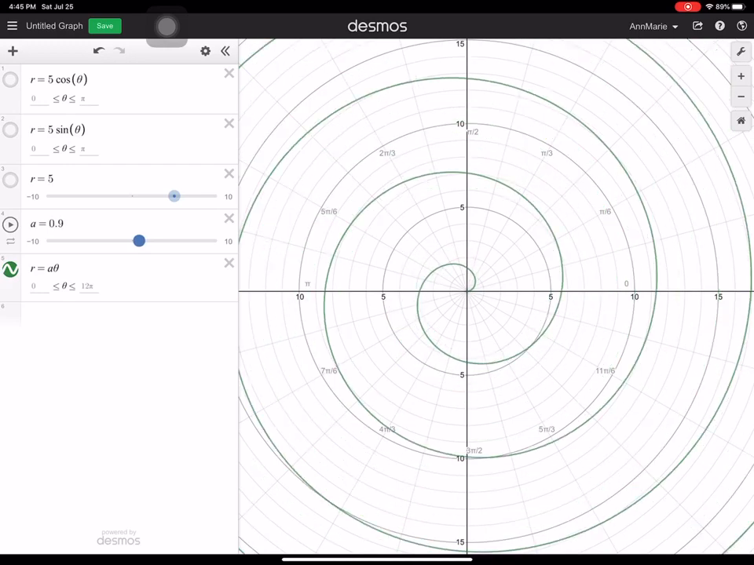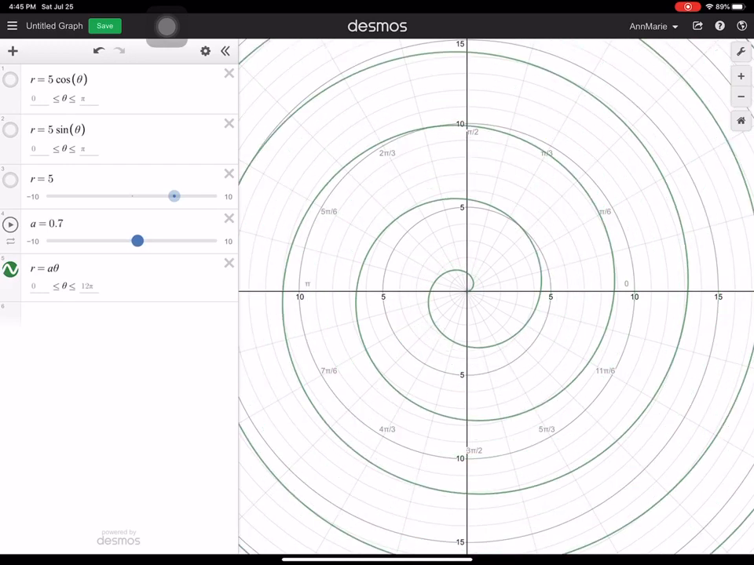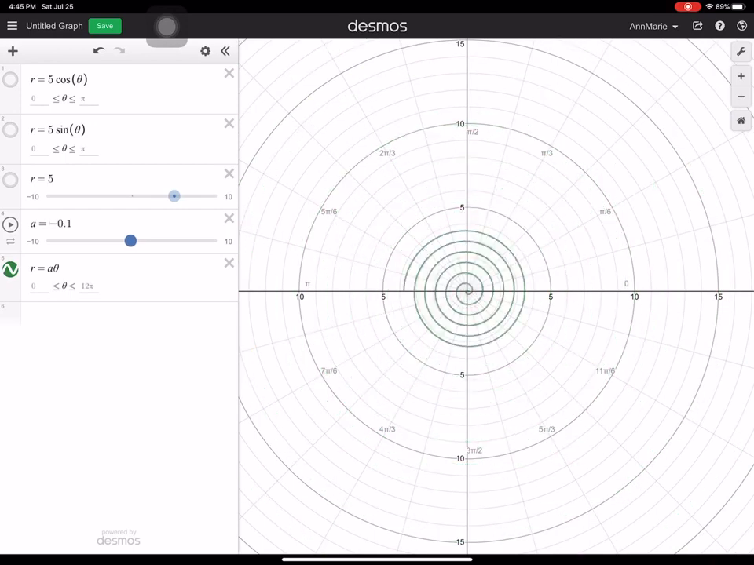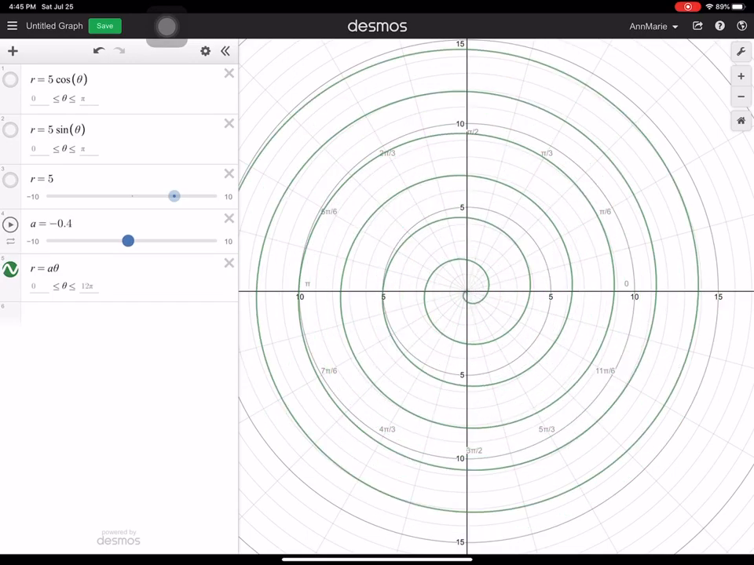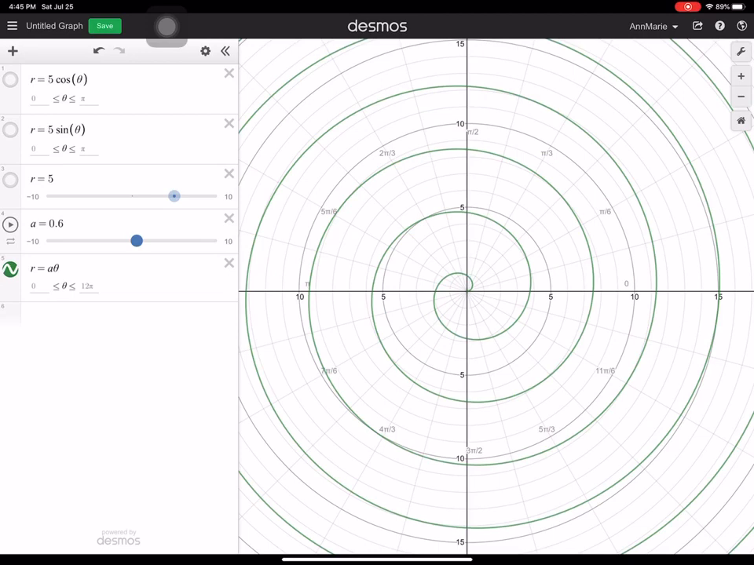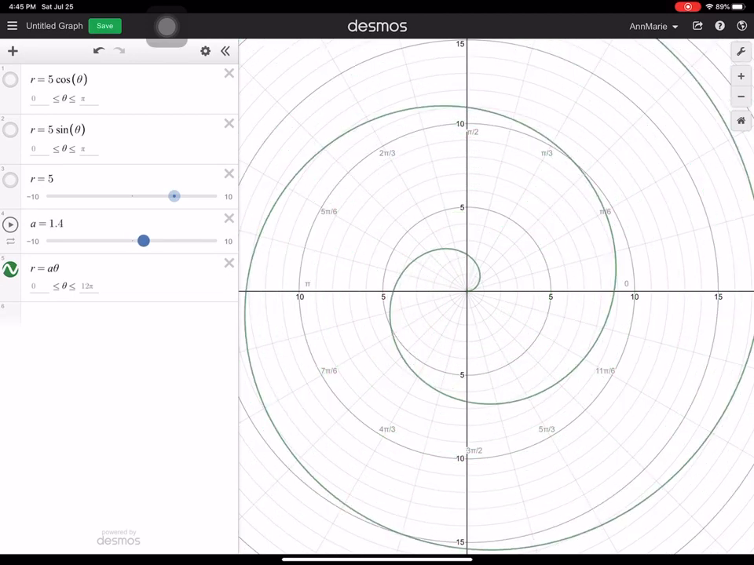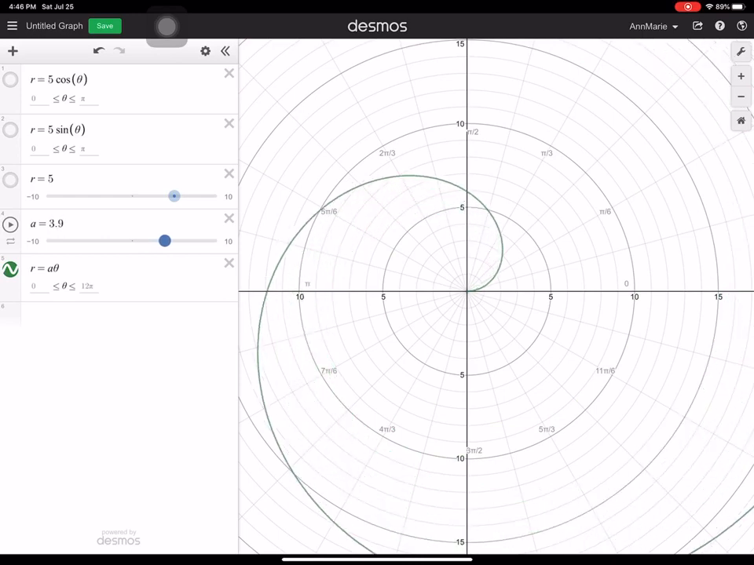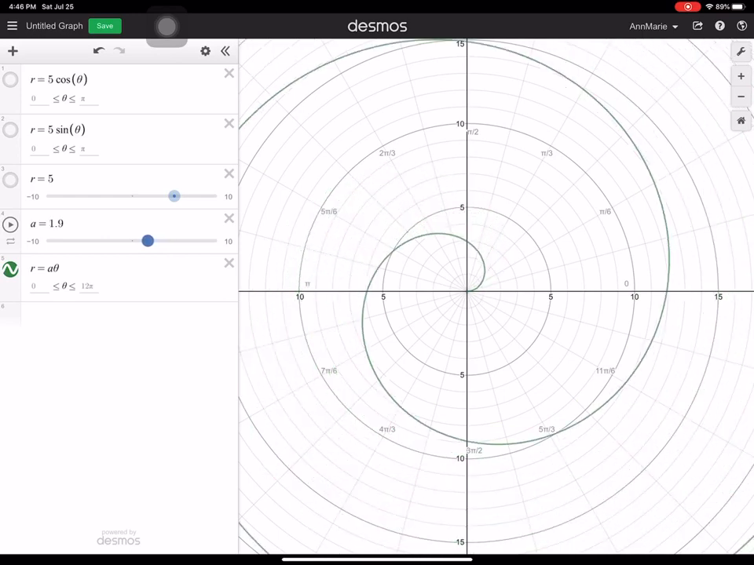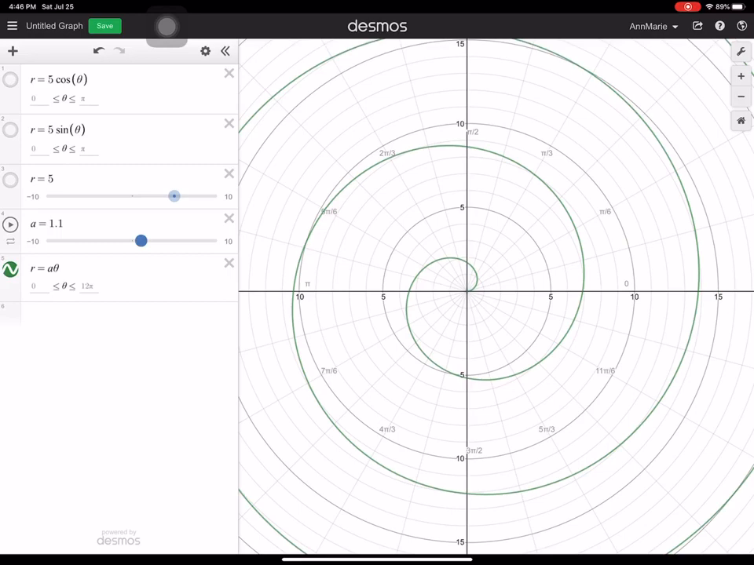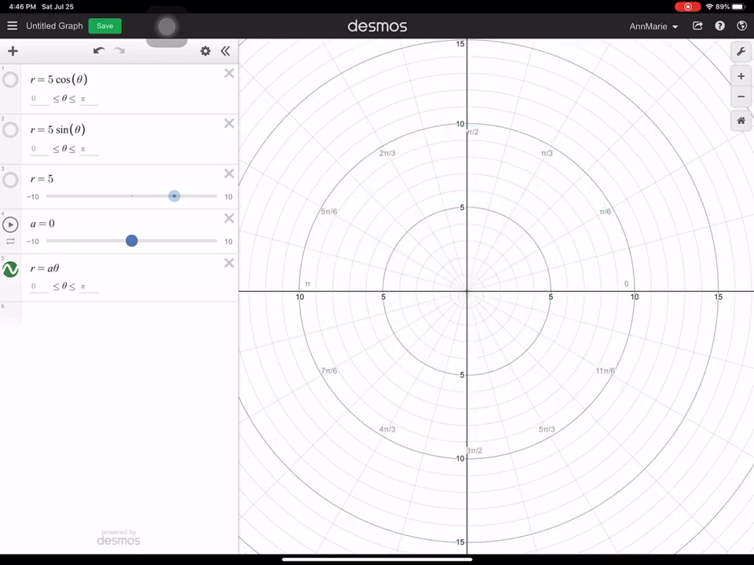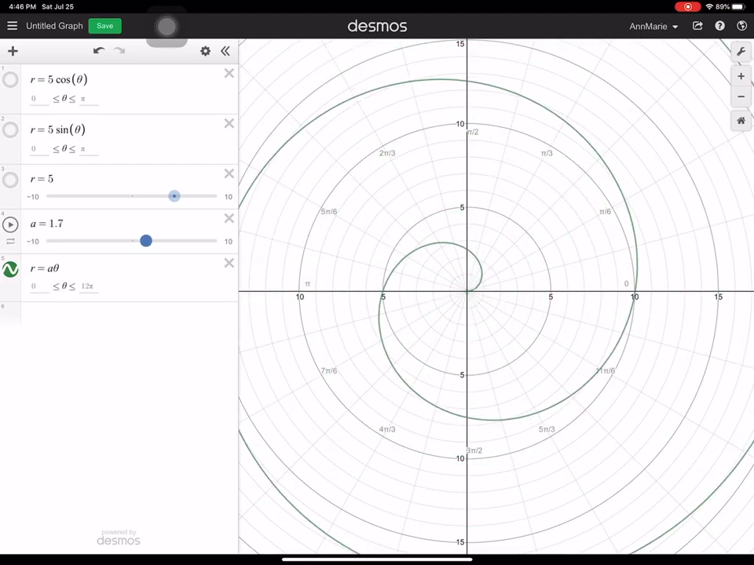My spiral gets tighter, right? What happens if I make a negative? Well, it spirals the other direction. If I make a bigger, I'm adjusting a, my spiral gets looser. Make a smaller, my spiral gets tighter. If I make a negative, my spiral goes the other direction. Okay.